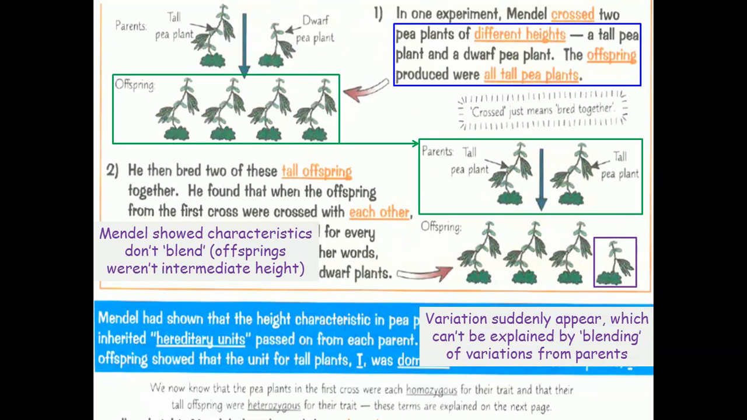Now we know, using the ideas of genetics, that he must have crossed a homozygous tall plant, capital T, capital T, with a homozygous dwarf plant, lowercase t, lowercase t, and that produced offspring that were heterozygous, capital T, lowercase t. And then these heterozygous plants were crossed together and they produced offspring, and a quarter of those offspring were lowercase t, lowercase t, producing dwarf plants.